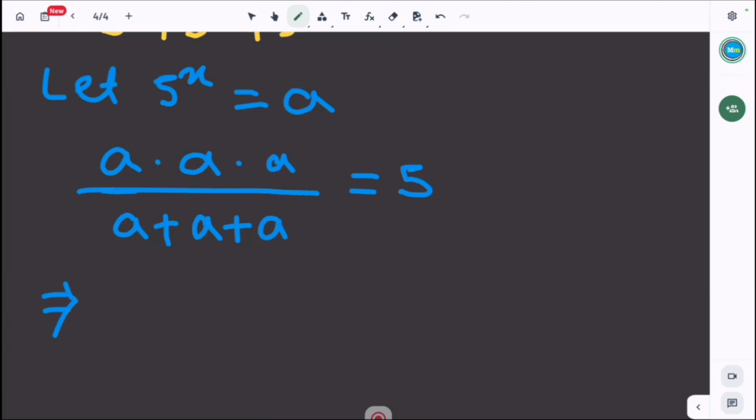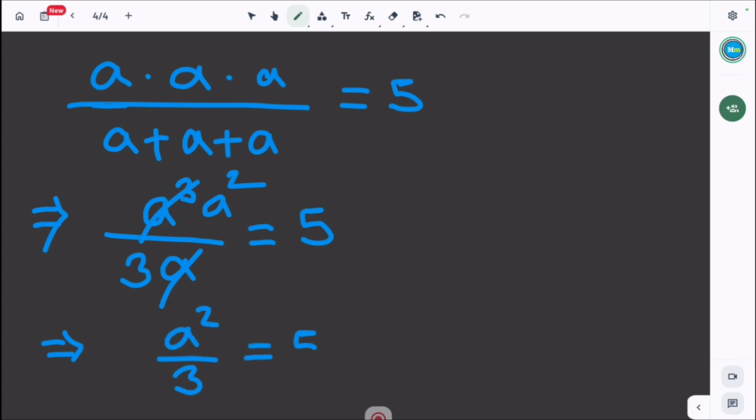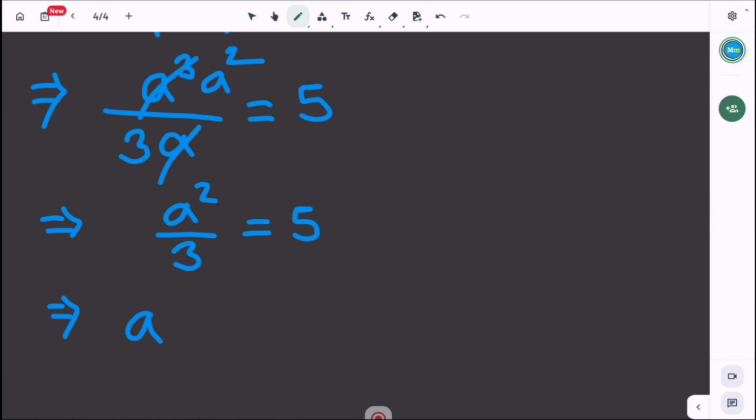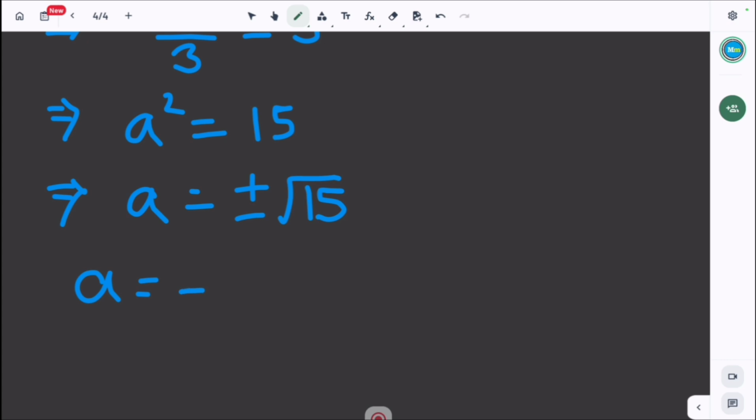Now let's see. It will be a cube by a plus a plus a, that is 3a, equals 5. This a cancels, so a square by 3 equals 5. a square equals 15. a equals plus minus root 15. So either a equals minus root 15 or a equals plus root 15.